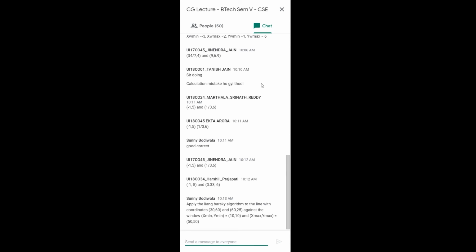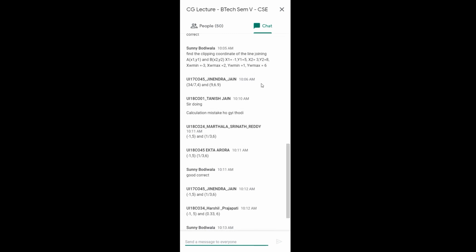Okay, two endpoints are given to us. It is 30, 60 in this case and 60, 25, against the clipping window, but using Liang-Barsky. So in Liang-Barsky you have to find a few things that are there in your algorithm, and by that you have to make a decision. So that is P1, P2, P3, P4, Q1, Q2, Q3, Q4. 10, 10, 50, 50. Yeah.